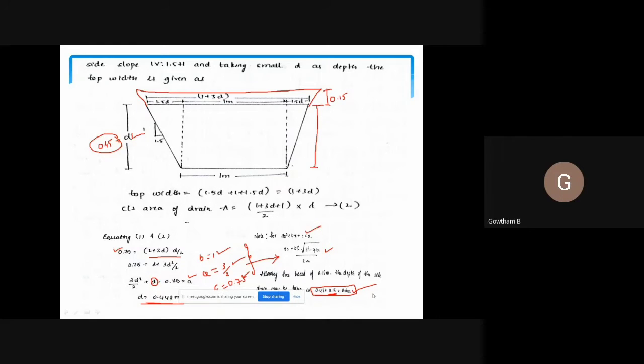Now you know how much depth we have to provide for the trapezoidal section for the given data. What is the second calculation you have to do? You have to find out what slope we have to provide, what is the bed slope we have to provide. That's the next calculation in the design. We will see how to calculate that.